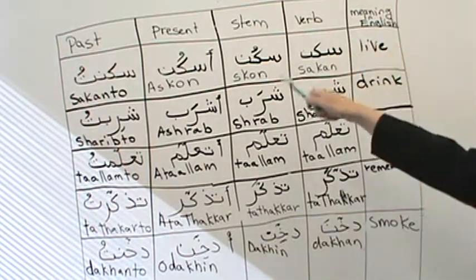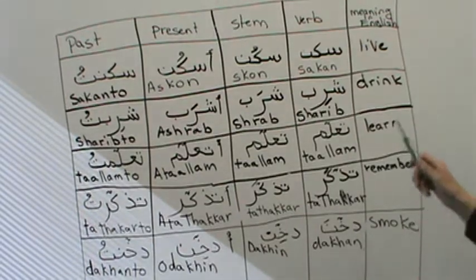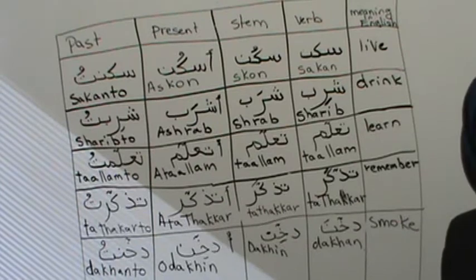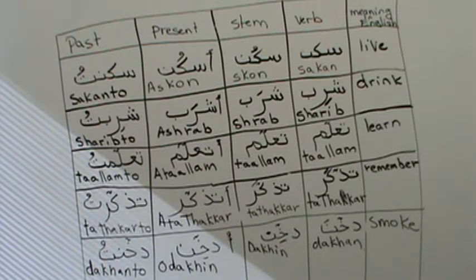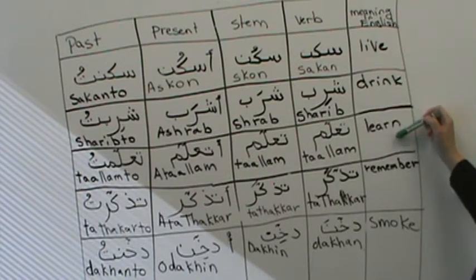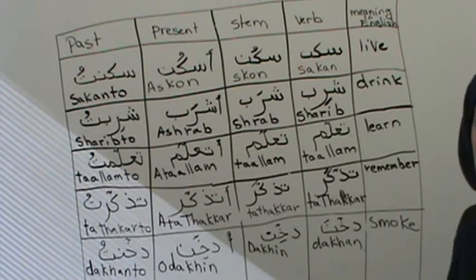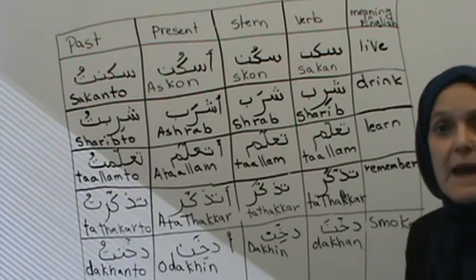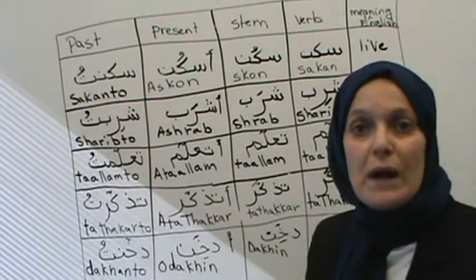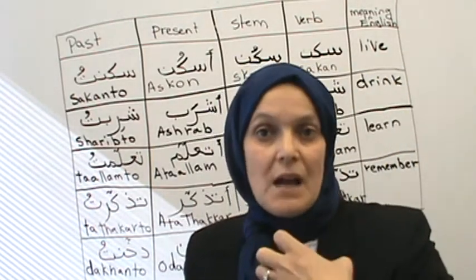I got this chart for you. You can do one like this, and you can practice the verbs that you know. The more you practice, the more you master the grammar. So the verbs are live, drink, learn, remember, smoke. Like say I don't smoke in the future, so when I'm going to add the negation, you are going to be very familiar and very confident when you talk about yourself.